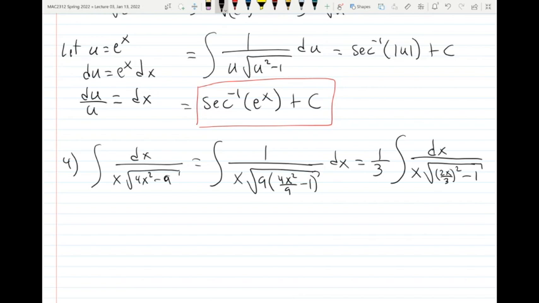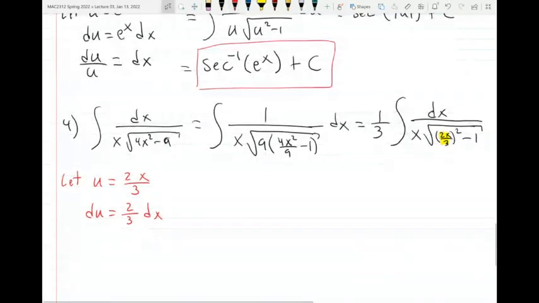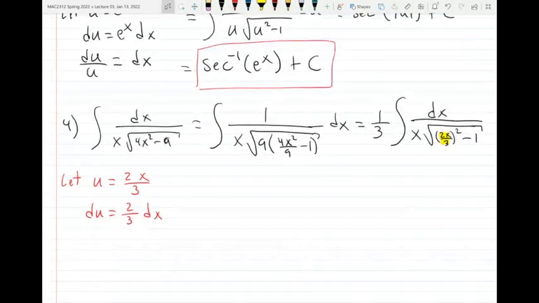So what should be our substitution? We're gonna call this guy u, right? So we're gonna let u equal 2x over 3. So du is 2 over 3 dx. Now, once again, we only have dx in here, so I'm going to go ahead and solve for it. So dx is equal to 3 over 2 du. Okay?